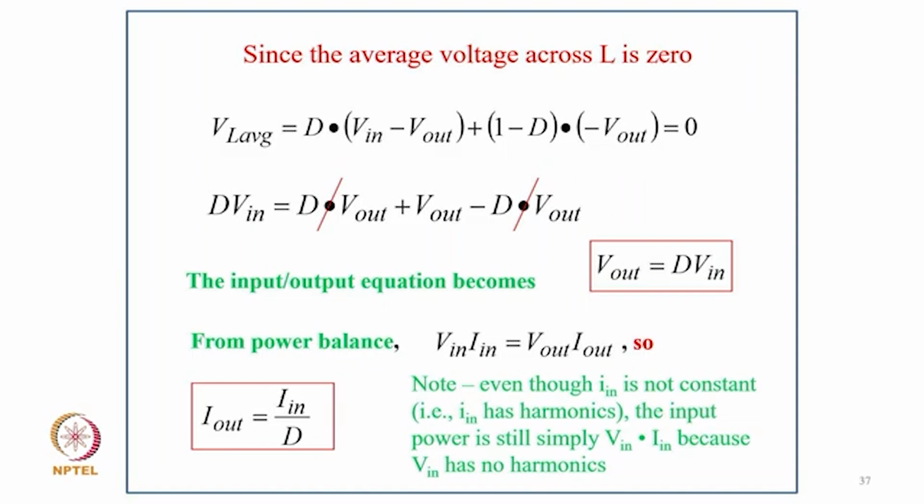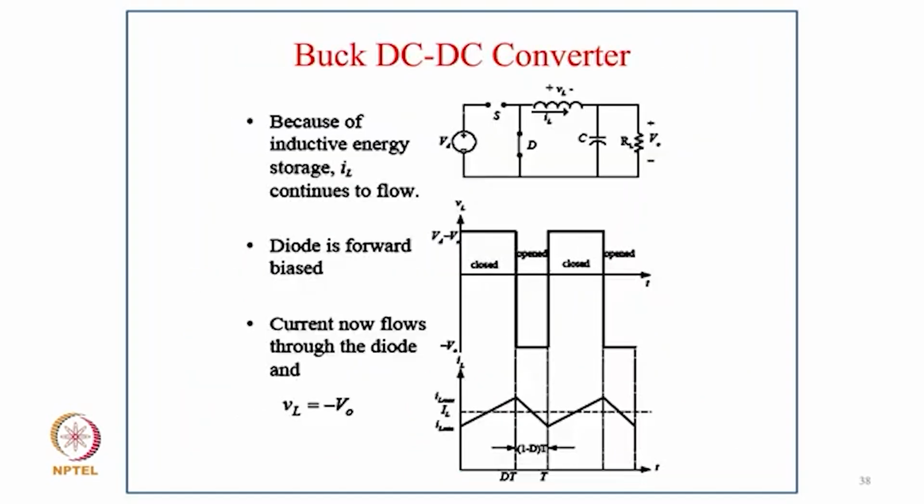Now coming to the average voltage across the inductor, which is supposed to be equal to 0: VL average equals d into V in minus V out during the on period, and during the off period when the diode conducts, 1 minus d into minus V out, equal to 0. From this we get d V in equals d V out plus V out minus d V out, from which we get V out equal to d V in. From power balance, V in I in equals V out I out, so I out upon I in equals 1 upon d. Note, even though I in is not constant and has harmonics, the input power is still simply V in I in because V in has no harmonics.